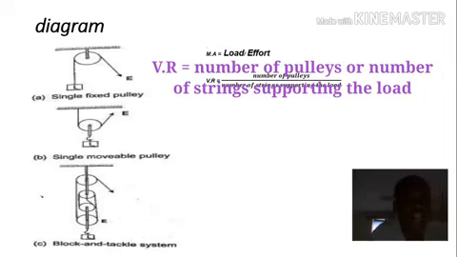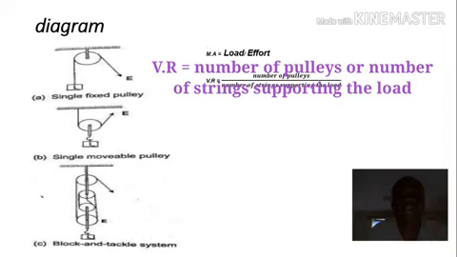We say it is fixed because the pulley is fixed on the beam or on the bar. You can see it there in part A. In part B, the pulley is single movable because the pulley can move to and fro. And the last one, block and tackle system, is a combination of 2 or 3 pulleys.